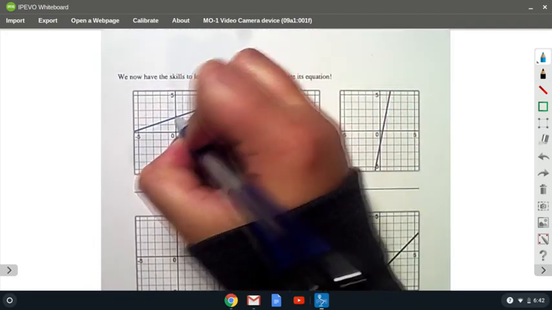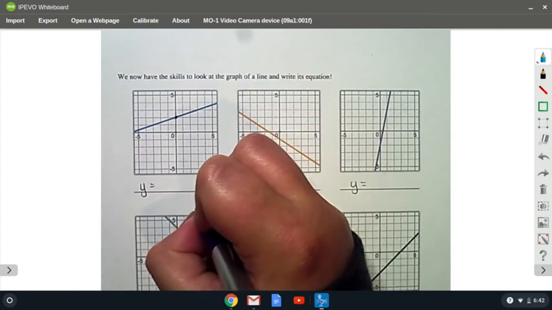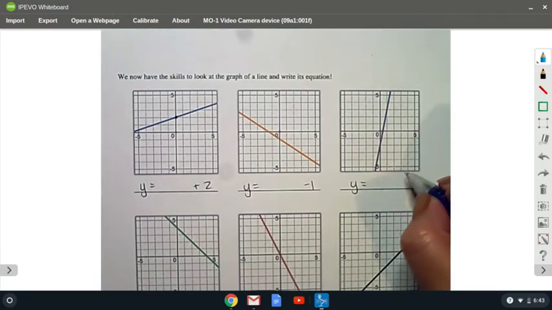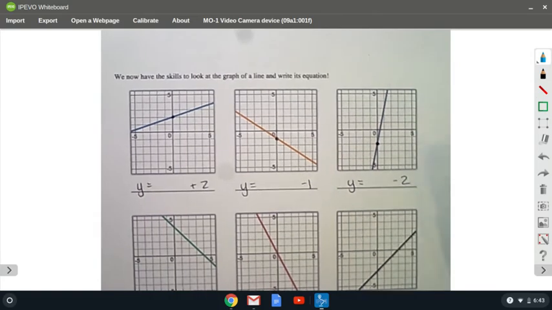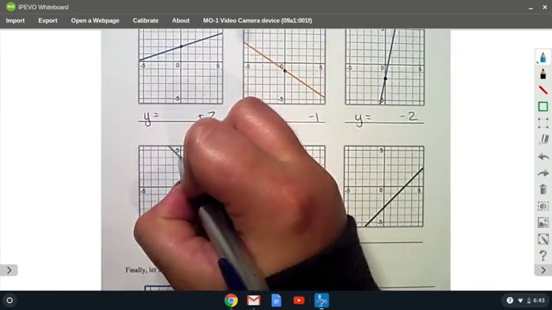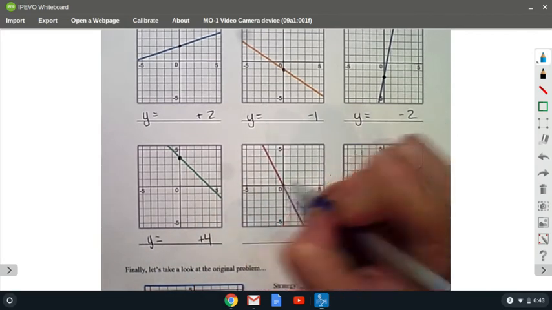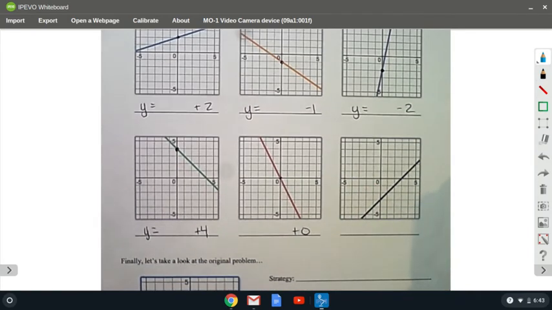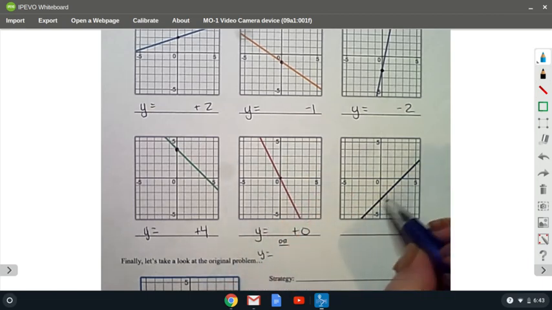So first off, I'm going to do the y-intercept. The y-intercept of this one is +2. The y-intercept of this one is -1. The y-intercept of this one, and I'm just going to also put a dot here, is -2. The y-intercept of this one is +4. This one is at 0, so there's no y-intercept. I can put that if I want to, but you also don't need to. And then this one is at -3.